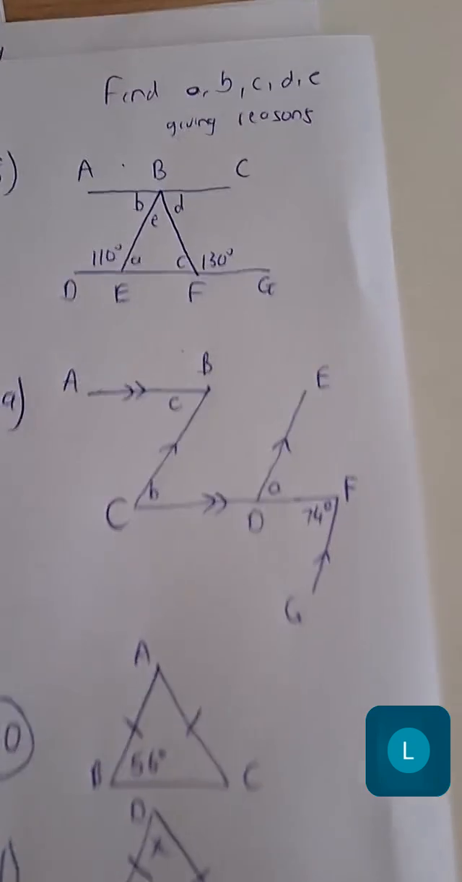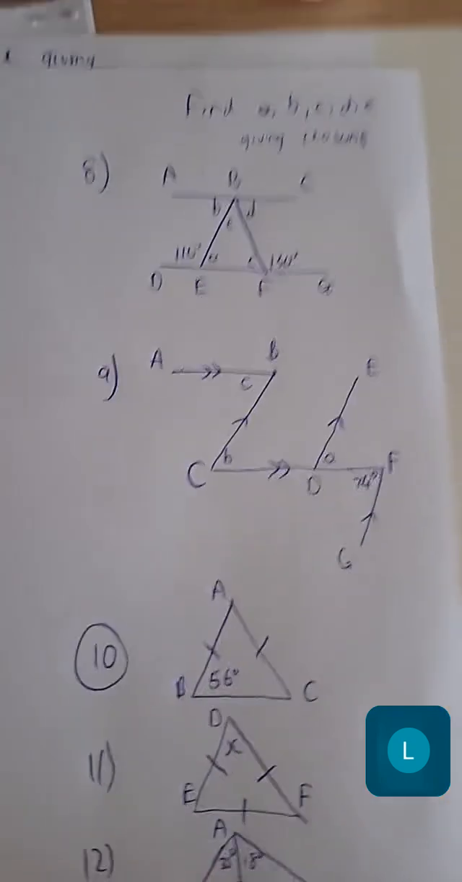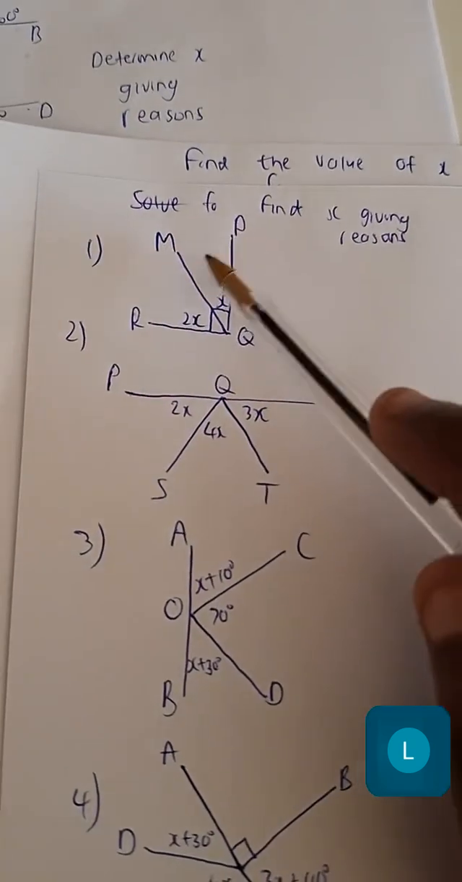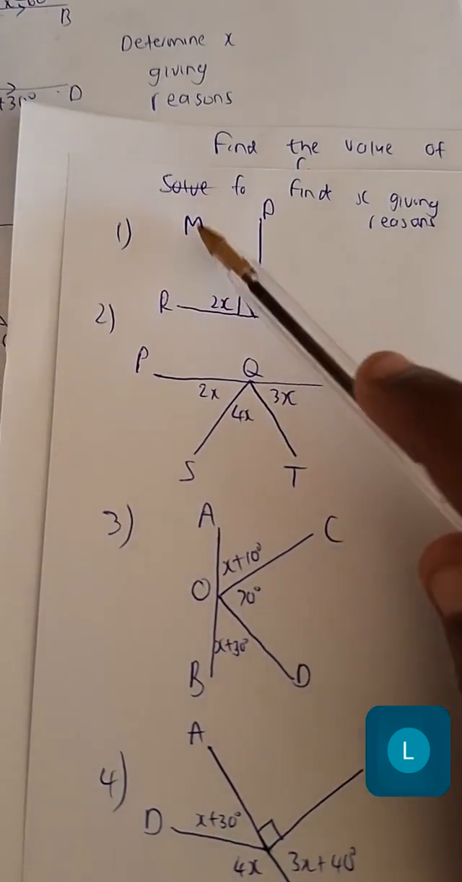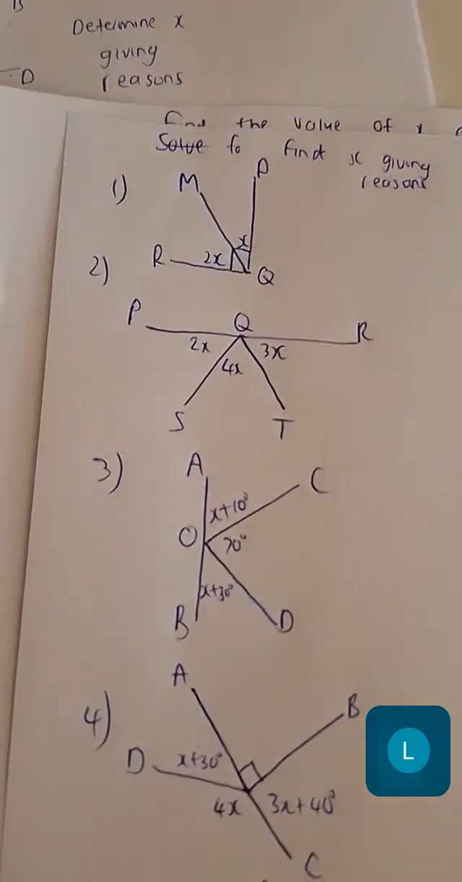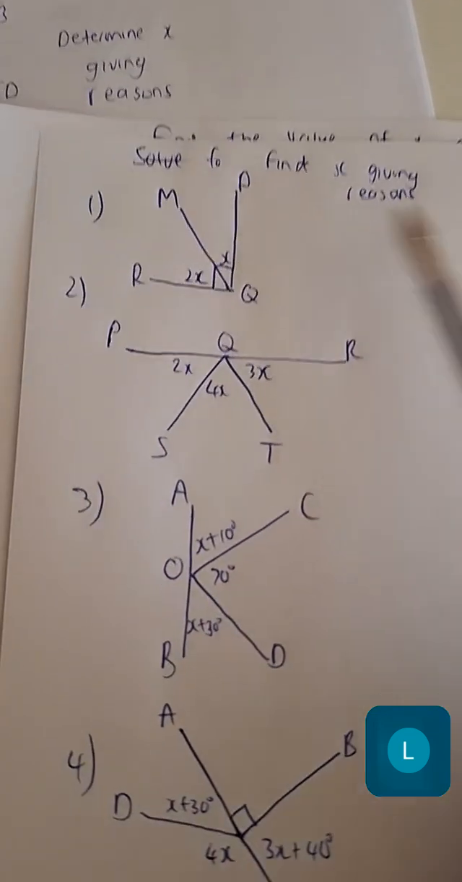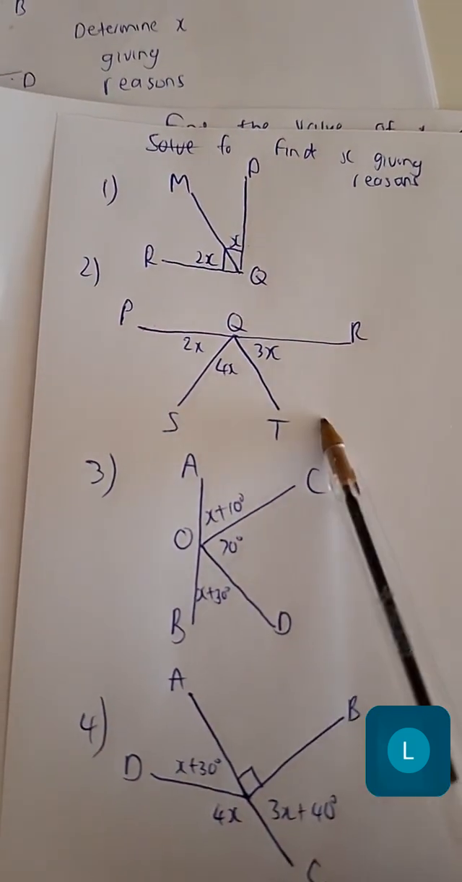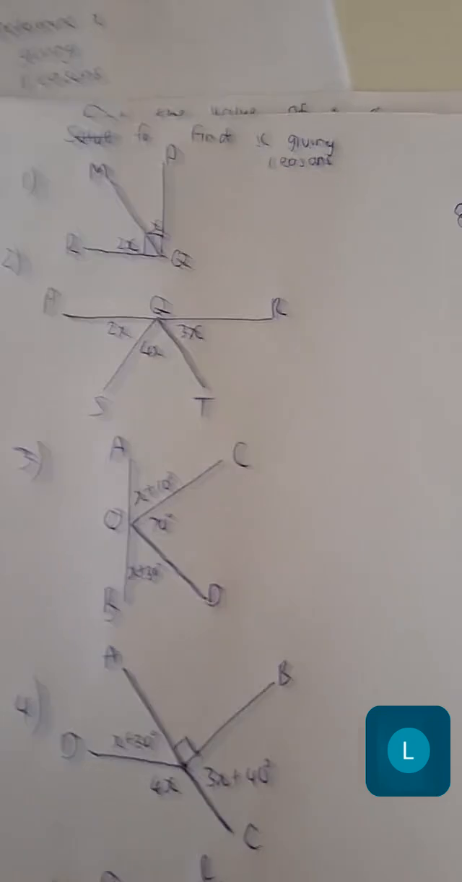Hey, you wanted to screenshot the top, starting from number 1. Take it from number 1, no problem. There it is. Find x giving reasons. P, Q, M, R, x and 2x, the box, which I'm sure you should know what it means. Then can you go down from 2, number P, Q, 4? R, S and T.